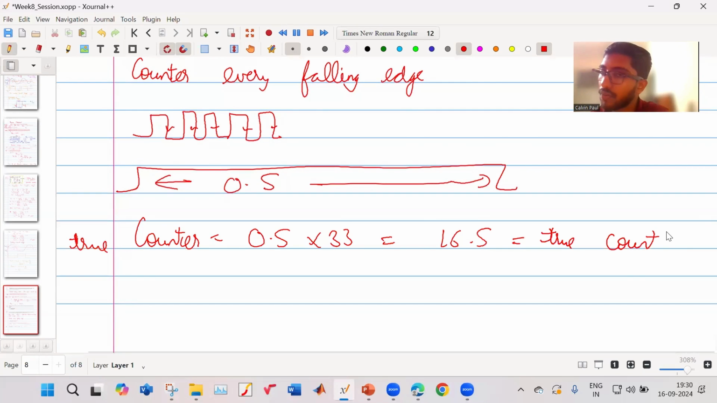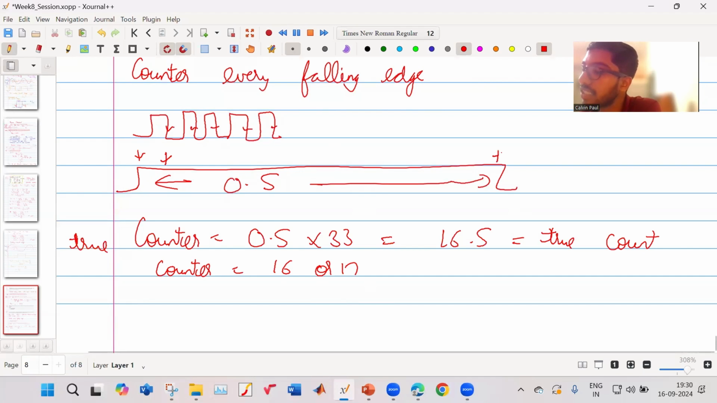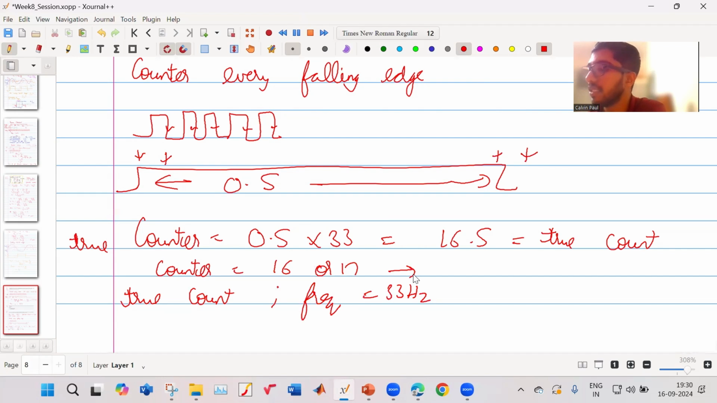But my counter cannot count fractions. It counts only integers. It can count 0, 1, 2, 3. It cannot count 0.1, 0.2, 0.3, 1.1, or 1.5. So my counter will either show 16 or 17. That depends on where the edge comes. If the edge is coming here, or here, it depends on that. So it can count either 16 or 17. By my true count, the frequency is 33 hertz. But for my counter, what frequency will I get?